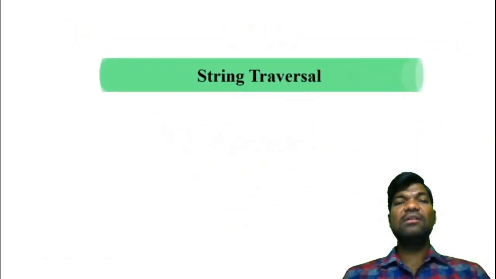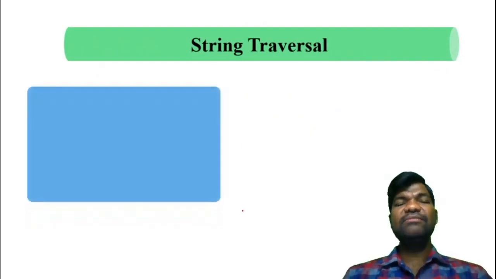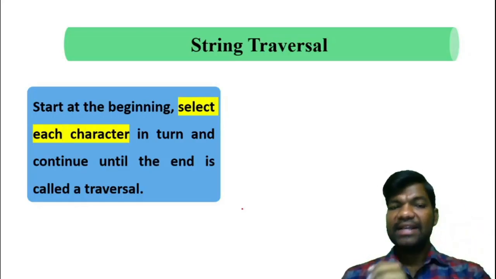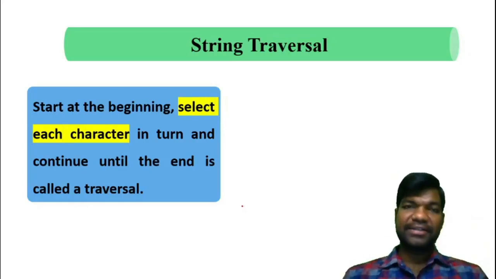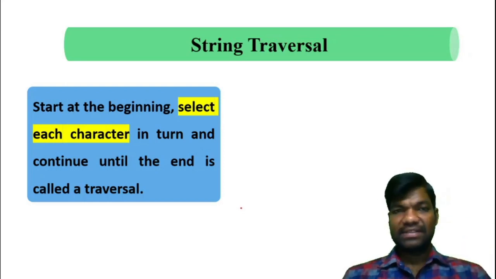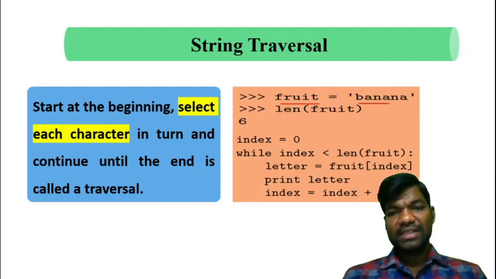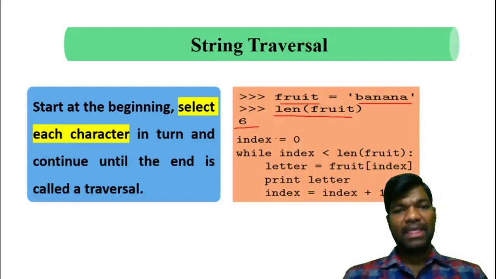Now coming to the last topic, string traversal. What is meant by traversal? Traversal means you are selecting each character and printing each character. That is called traversal, right? So check this example. Same example, fruit variable, the string is banana. The length of the fruit is 6, right?